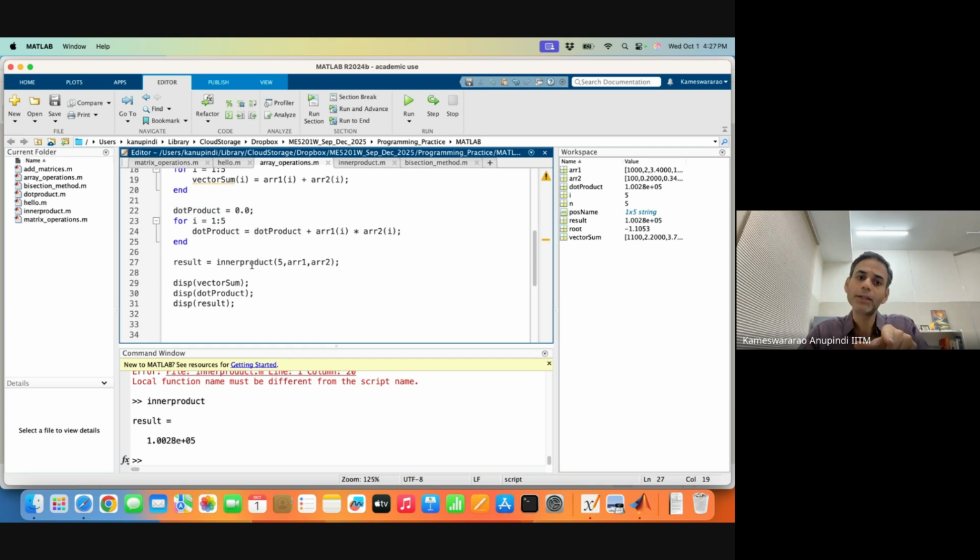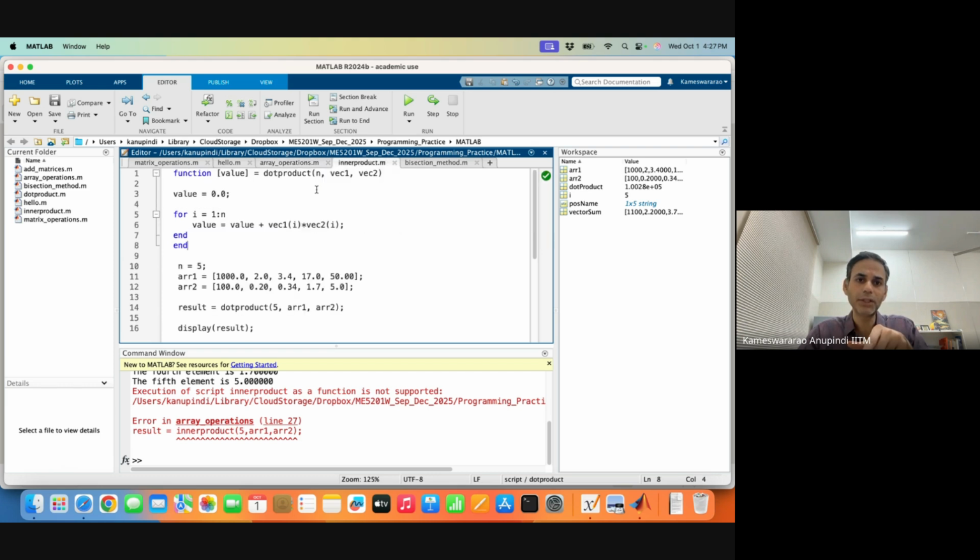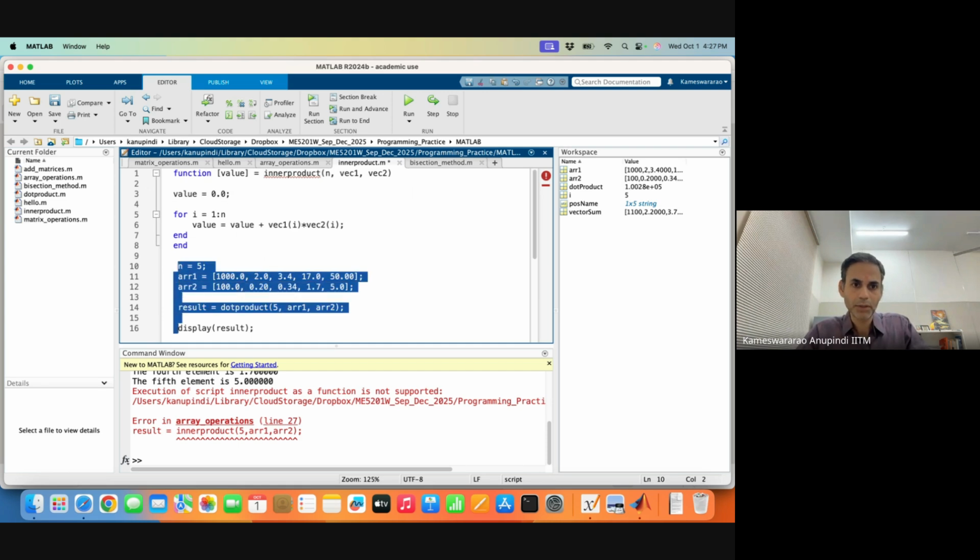Now if I try to run this, it is not going to run because it's going to give an error, since the function is not supported because I have modified this function. So I have to now change it to inner product, and then I have to comment this part. Comment all this, and oops. Okay, this is command forward slash. Command forward slash, okay, so that's done.